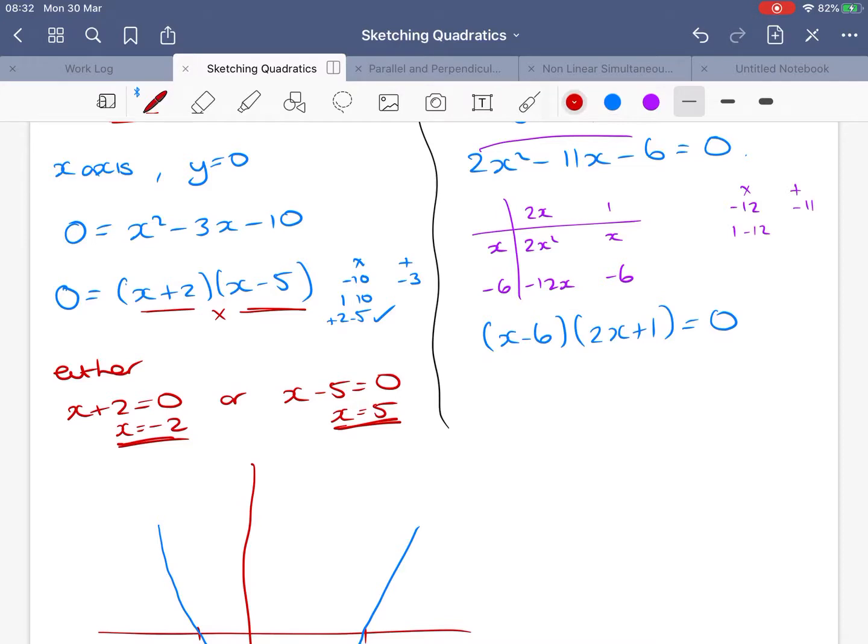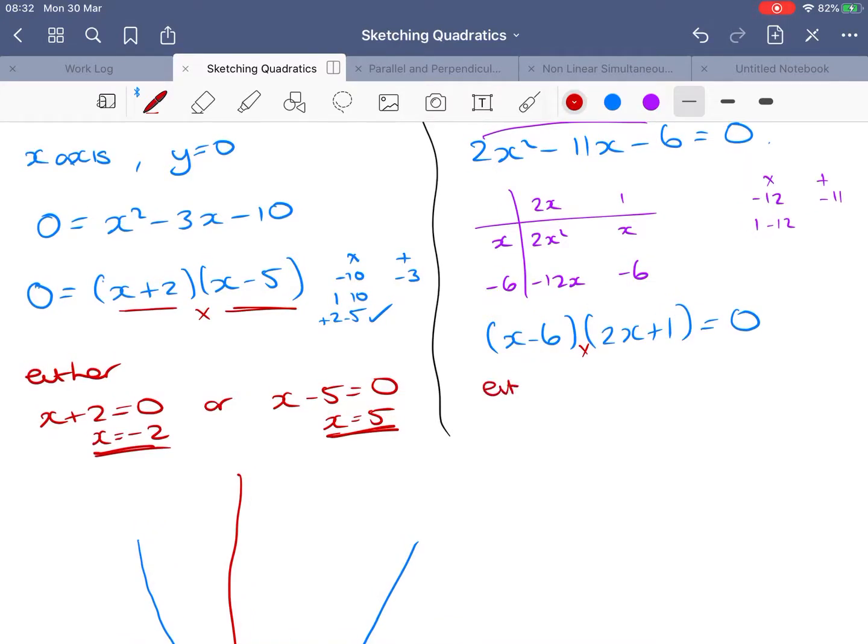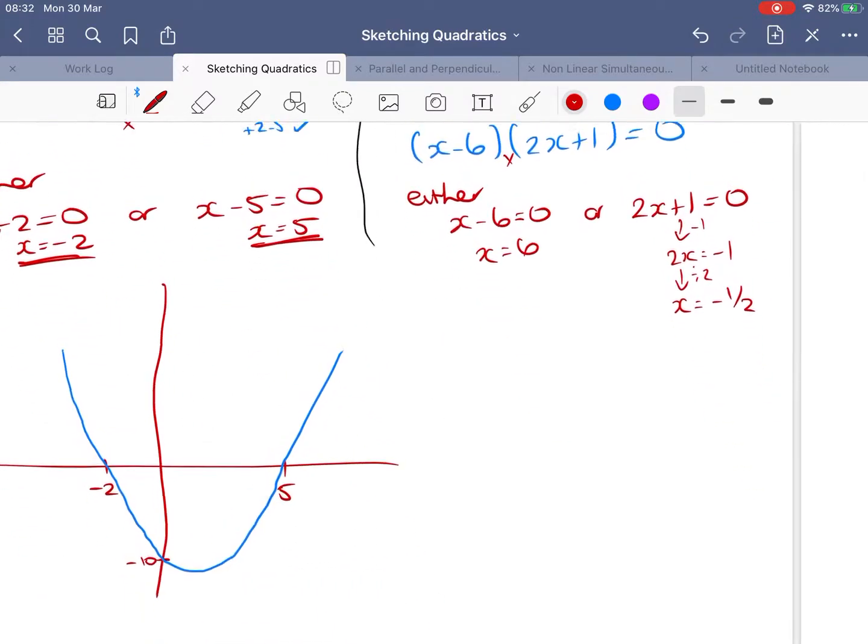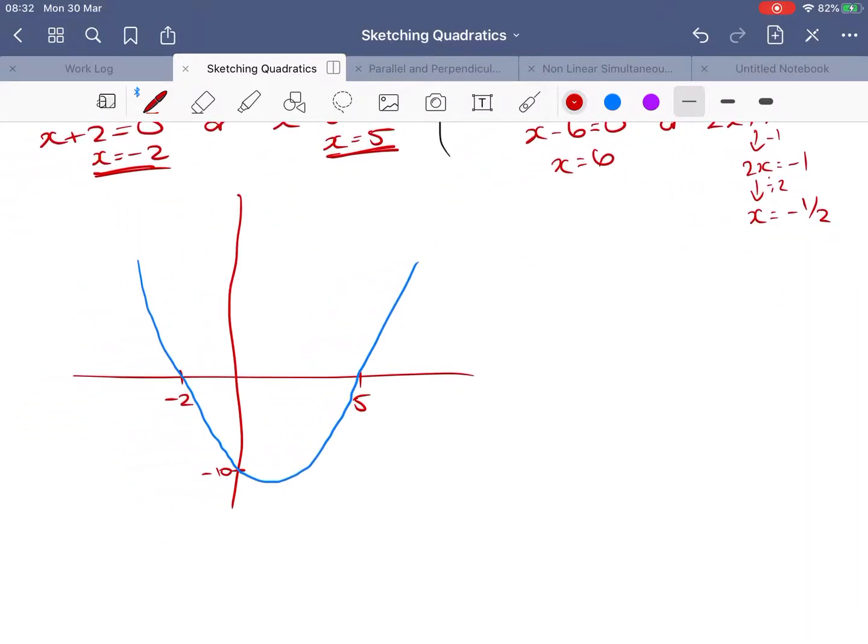So again, the only way I can have two things multiplied together to make 0 is if either one of them is 0. So either x minus 6 equals 0 or 2x plus 1 equals 0. First one's easy to solve. x is 6. Second one, it's an equation again. You've got to solve it. Take away 1 from both sides. So I get 2x equals -1 and then divide by 2 both sides. So I get x equals -1/2.